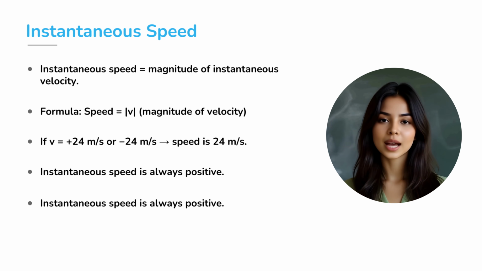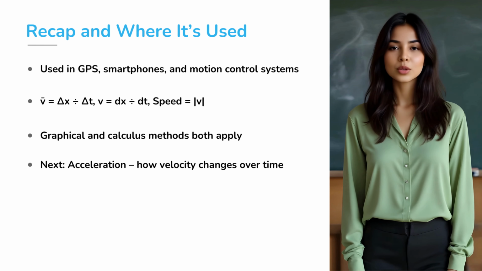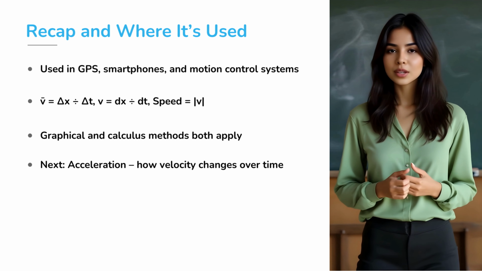Speed is equal to the absolute value of velocity. So whether it's positive or negative, we take just the number. Also, keep this in mind. Unlike average speed, which can sometimes be greater than the magnitude of average velocity, instantaneous speed is always exactly equal to the magnitude of instantaneous velocity. So how do all these concepts play out in real life?